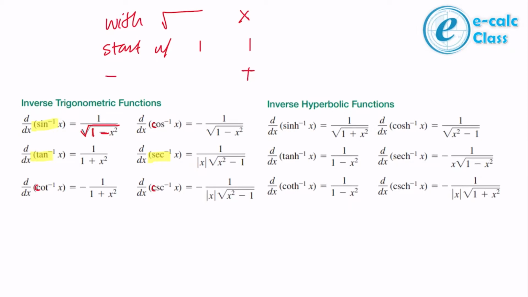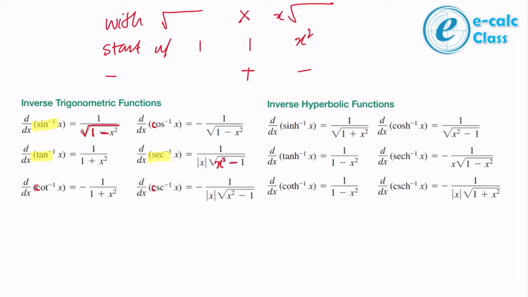And actually it doesn't matter whether it starts with 1 or x squared, because it is plus. Then for secant, with square root and with x outside, start with x squared. Instead of 1 minus x squared, it is x squared minus 1. Okay, and it is minus 1. So this is how I remember, just a few patterns that you need to remember: whether it has a square root or not, whether it is plus or minus, whether it starts from 1 or x squared.